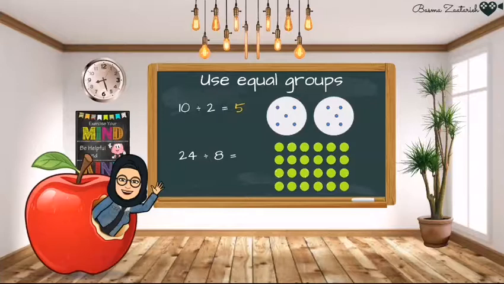So I'm going to do the opposite now. Okay, I'm going to count 8 and put it in a group, another 8 in another group, and another 8 in another group. So now how many groups do I have? I have 3 groups. Now the answer is 3.